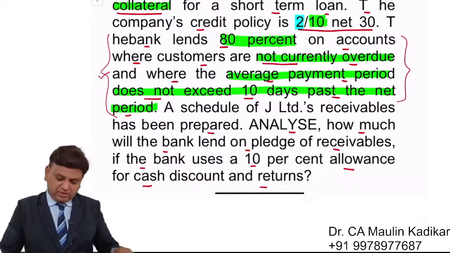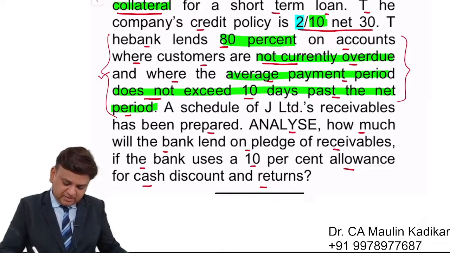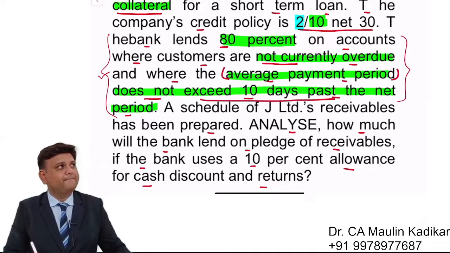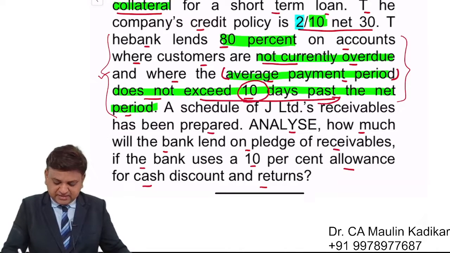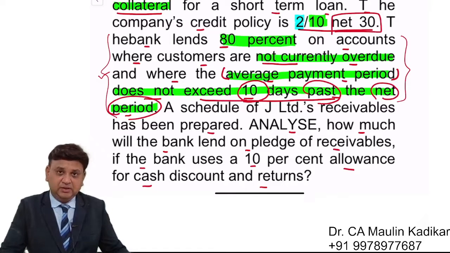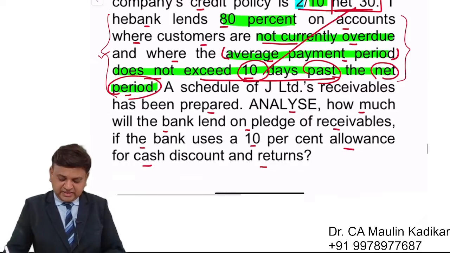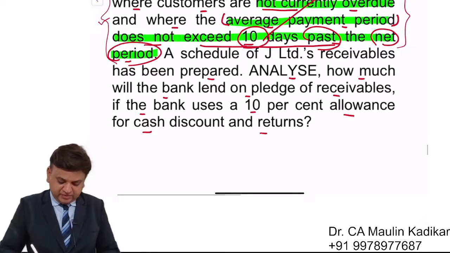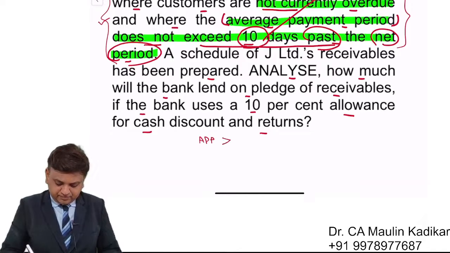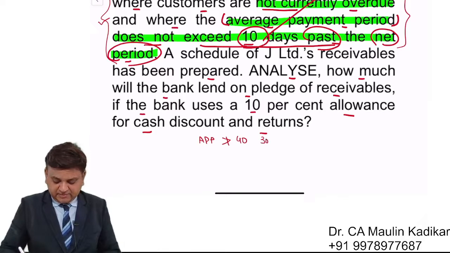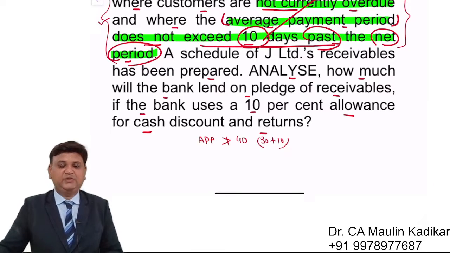Second condition is more important. It specifies that average payment period does not exceed 10 days past the net period. 10 days past net period. What is net period? Net period is 30. 10 past 30, it comes to 40. So we understand that the historical average payment period should not be greater than 40. How is 40 calculated? It is 30 plus 10. That is what we understand.